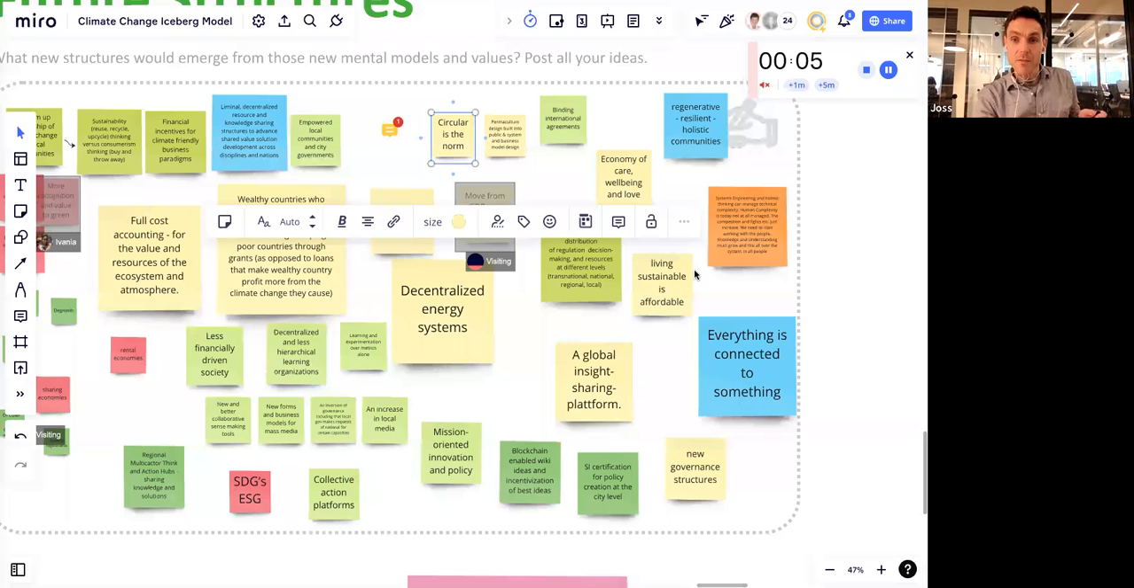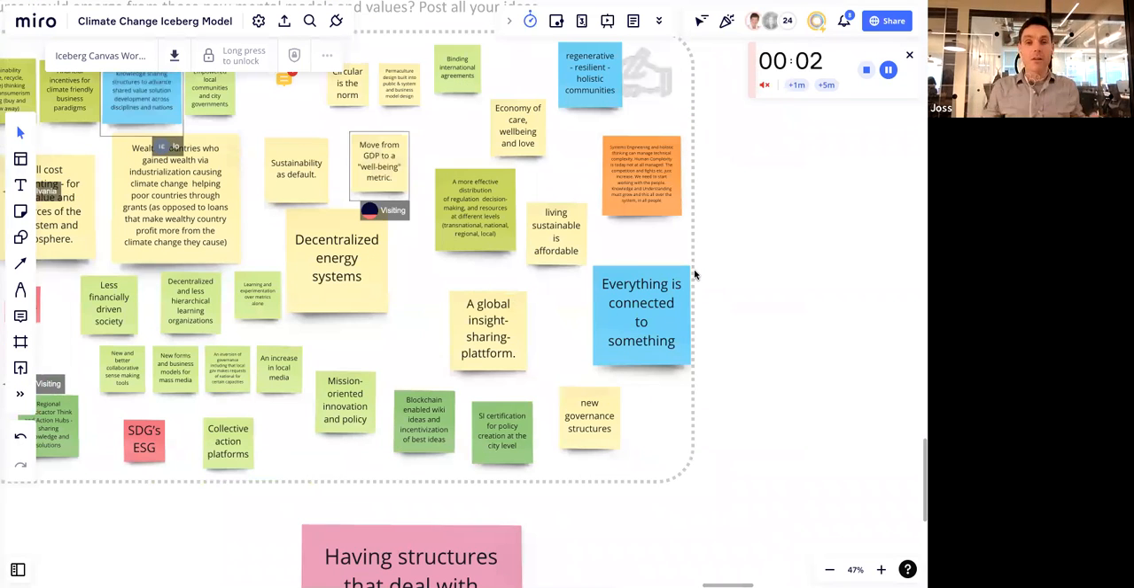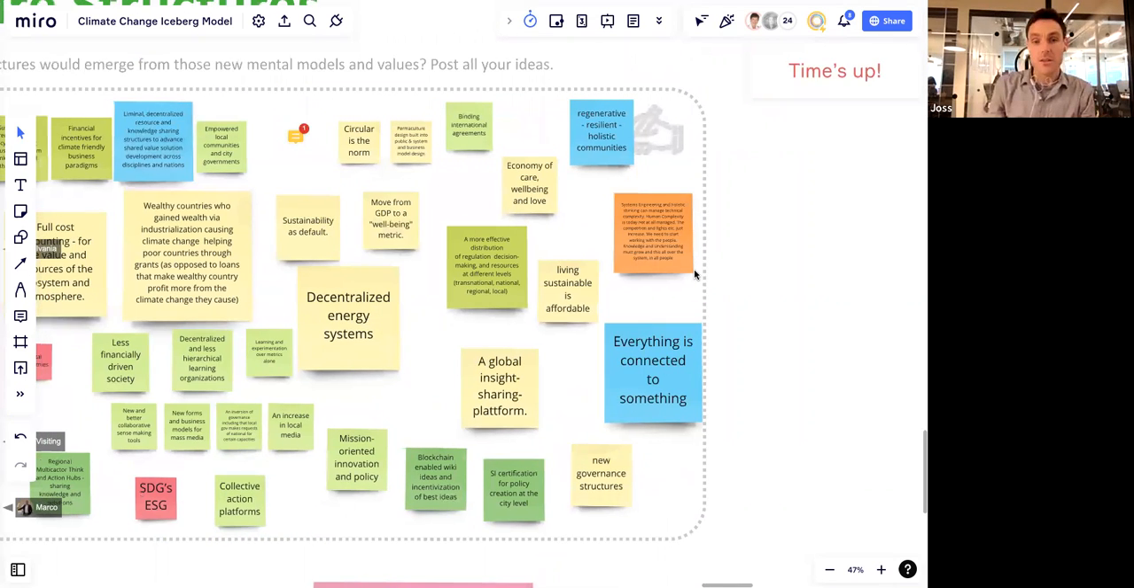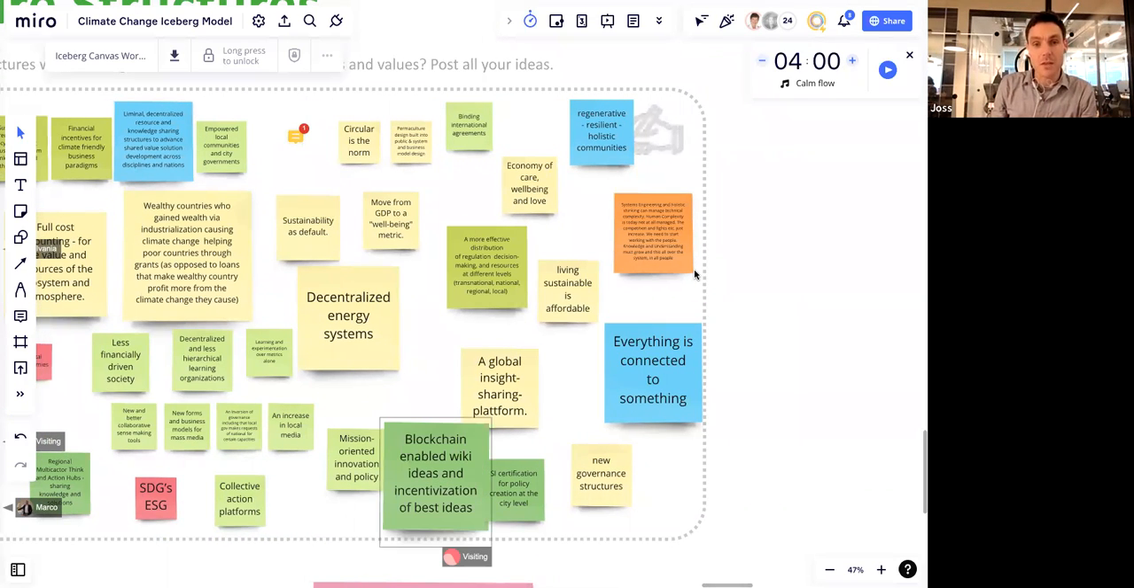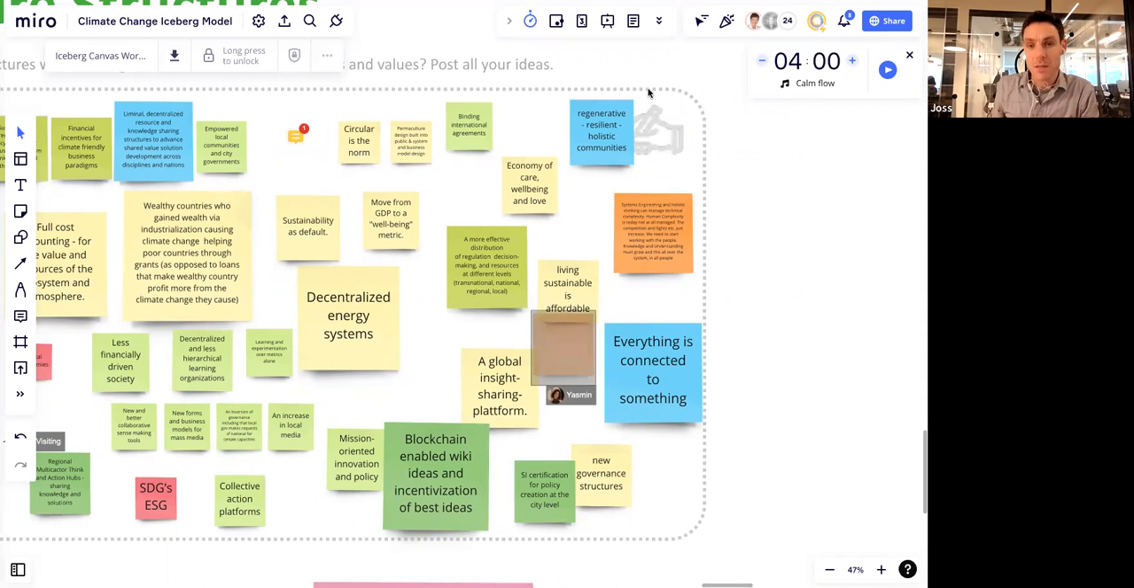Okay, so just briefly to take a look at these, because we need to move on. Decentralized energy systems. Yeah, I posted that up as an example. Sustainability as default. Move from GDP to well-being metrics. Change in ways of assessing and measuring things based upon a different set of values. Circular is the norm. Yeah, that's an important systemic structural change, isn't it?